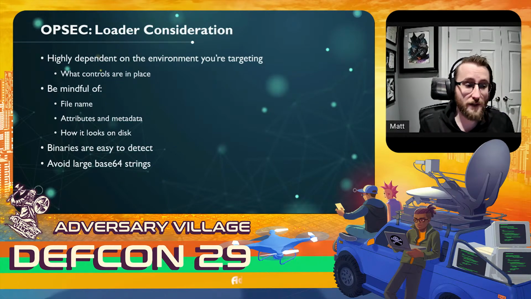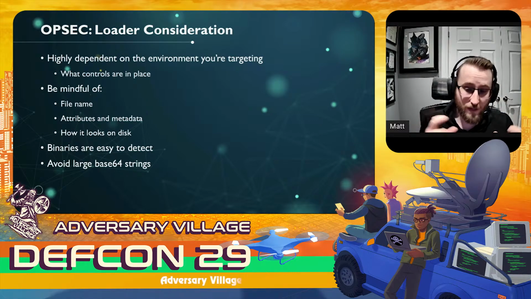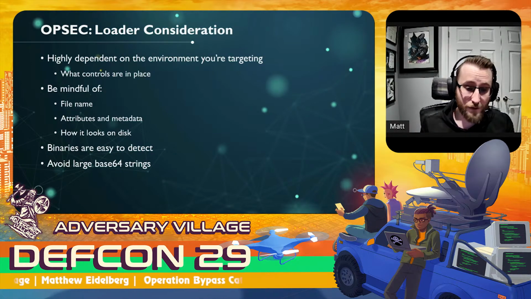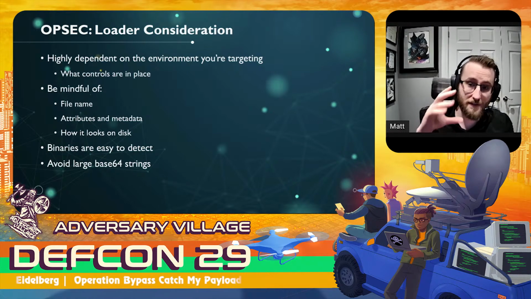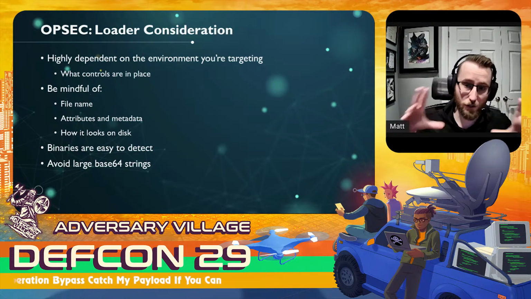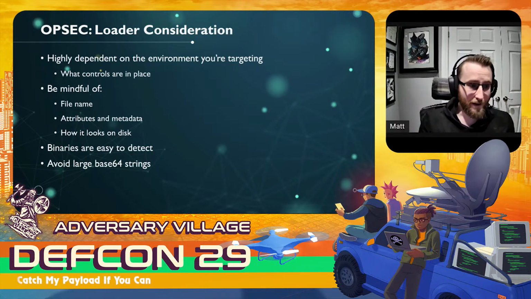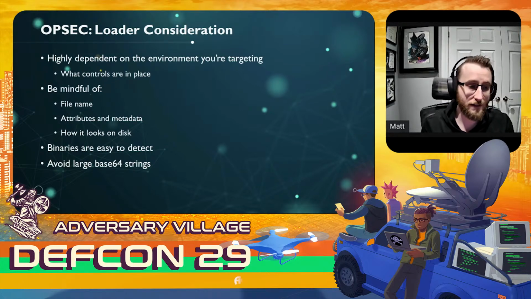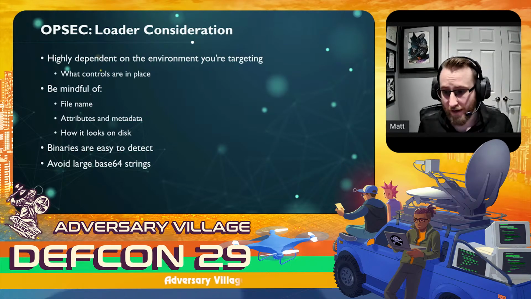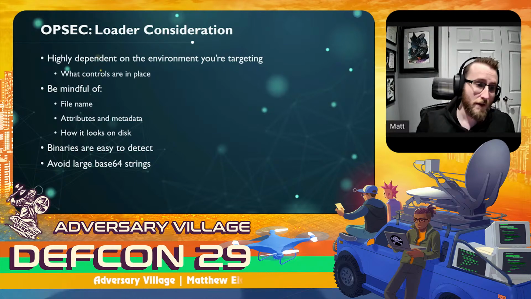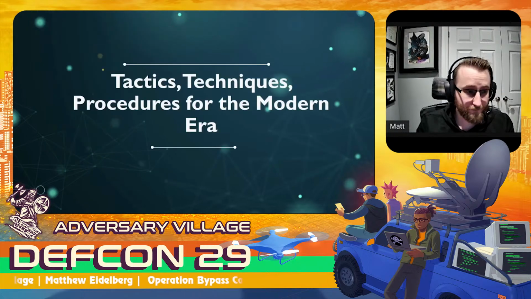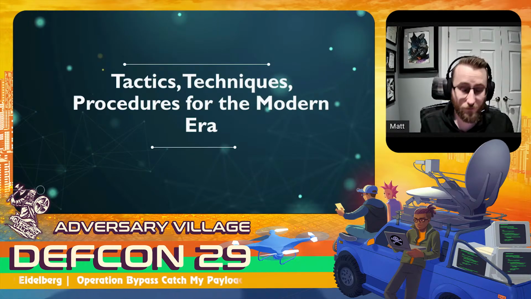I called this out before, but strings, large base64 strings, is a very easy way, and Microsoft is becoming more adept at looking for files that have large base64 strings. By breaking them up, it makes it harder for them to discern that this is definitely something suspicious because there's this large string of code. And as always, binaries. I don't mean to beat up on them a lot, but binaries are really easy to detect. That's why we're going to talk about it right now, looking at new ways to load shellcode into memory. So onto the tactics, techniques, and procedures for this modern era.